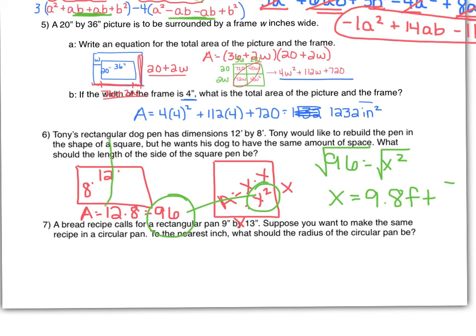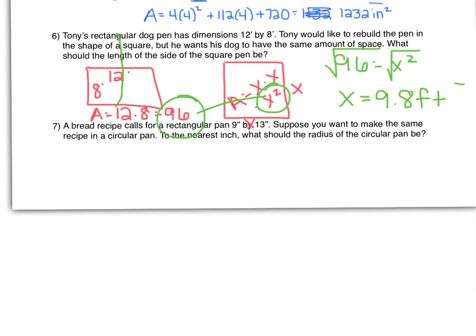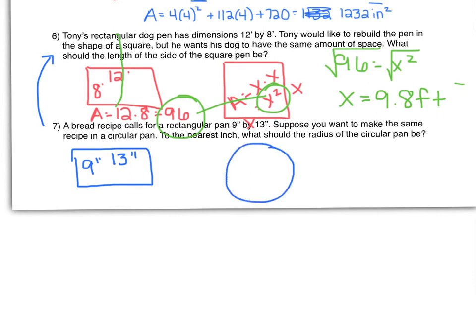Okay, one more on this page. Okay, finally, last one. So there's another making two shapes equivalent problem. So this is going to be really similar to what we did up here in number 6. This time I have my rectangular pan that is 9 inches by 13. This time I want it equivalent to a circle. So the area of this rectangle would be 9 times 13, which is, let's see, 90 and 27.